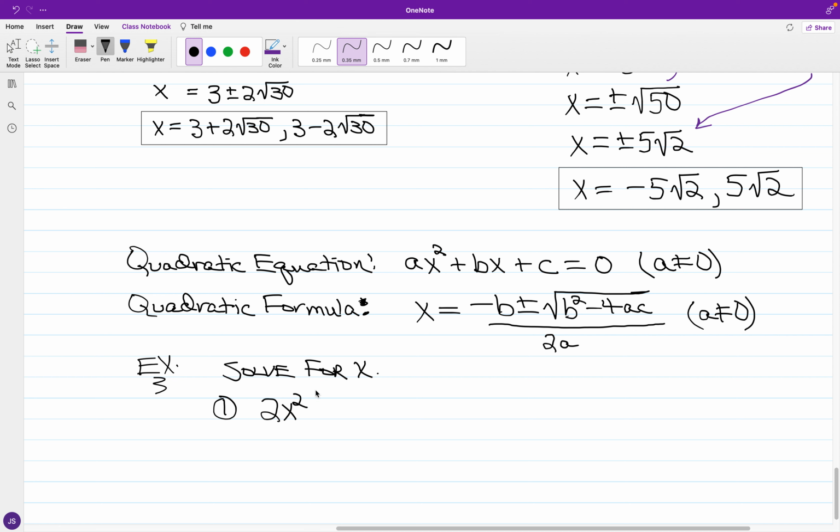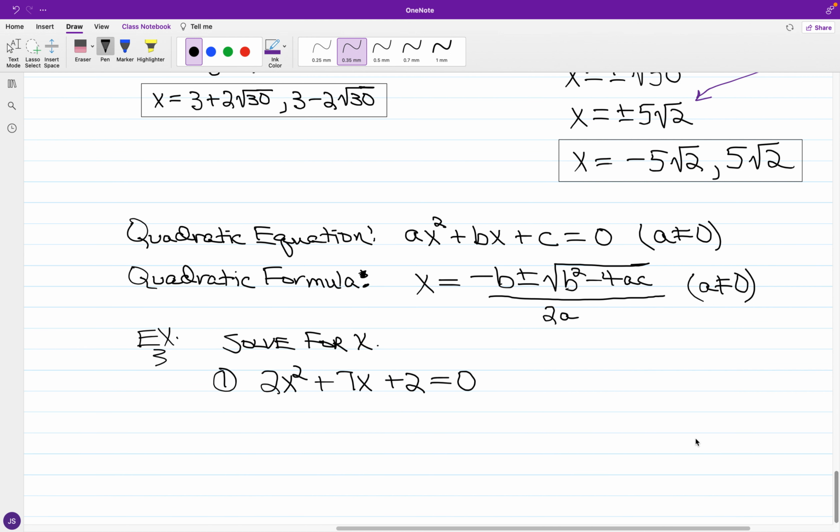Now say we have 2x squared plus 7x plus 2 is equal to 0. Now this trinomial cannot be factored, and if you were to try factoring by grouping, think of multiplying the first and the last coefficients. 2 times 2 is 4, but for positive integer factors of 4, we have 4 and 1, 2 and 2. However, 2 and 2 add up to 4, 4 and 1 add up to 5, and neither combination will add up to 7.